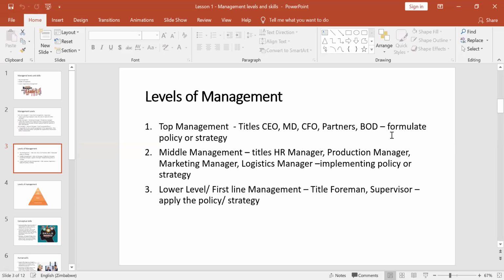Okay, so there are many more. There are more than the four that I mentioned here, and they form about, I would say, maybe 90% or maybe 80% of your syllabus. That's why we'll need to go into more detail on each. Then we also have the lower level managers or the first line managers. This can be a foreman, it can be a supervisor, it can be a team leader, it can be a project manager. These guys are there to apply the policy or the strategies.